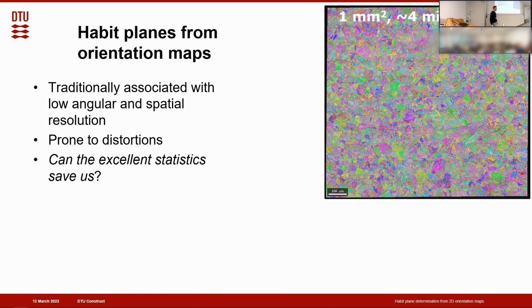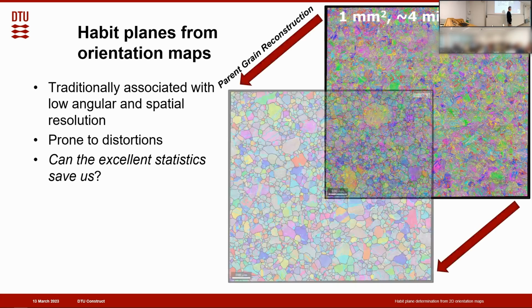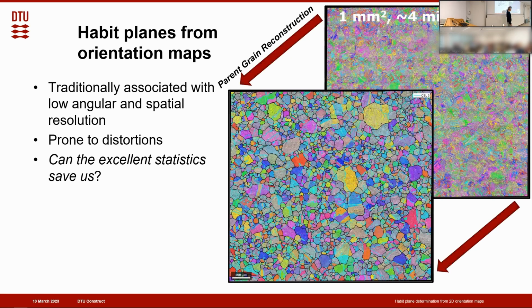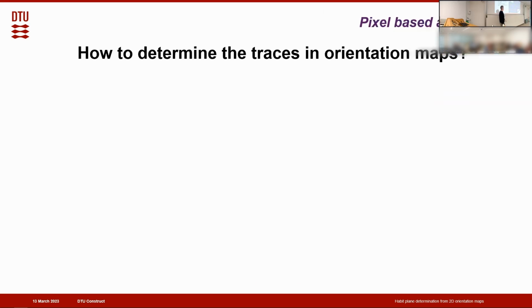Here, for example, we're looking at 1 square millimeter of area with 4 million pixels. So if you think about it, it's 4 million individual orientation measurements, which is quite mind-blowing. We can then apply the parent grain reconstruction to also have the associated parent orientation with each of these pixels. So we have tons of data we're sitting on, and we just have to figure out if we can use this for something. The key tricky point is to determine the traces in this material, because once we have the traces and the orientations, we can probably figure this out. So how to determine the traces?